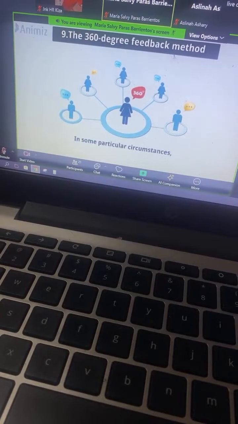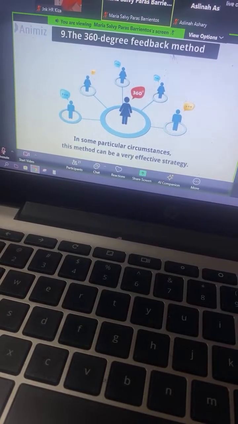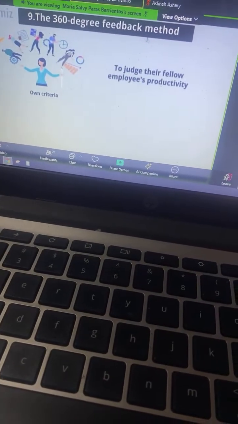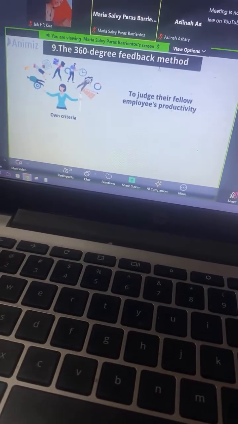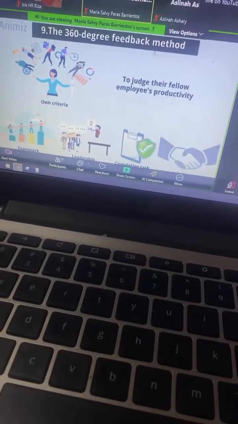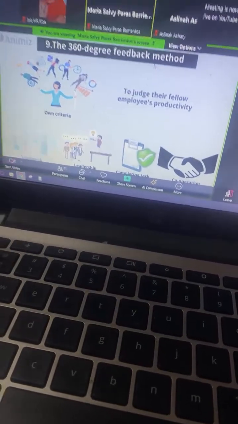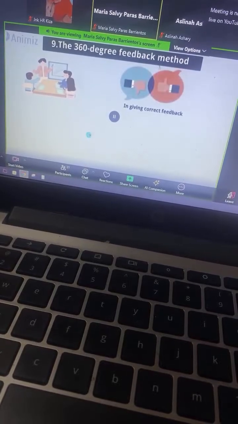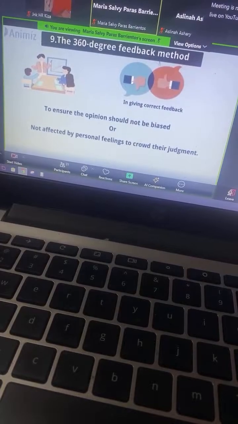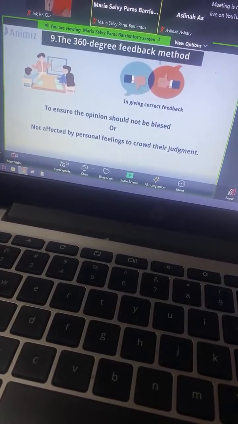In some particular circumstances, this method can be a very effective strategy, because every employee has their own criteria to judge their fellow employees' productivity in terms of teamwork, leadership, completing tasks, cooperation, etc. Employees should be well trained in giving correct feedback to ensure the opinion is not biased, or not affected by personal feelings that cloud their judgment.